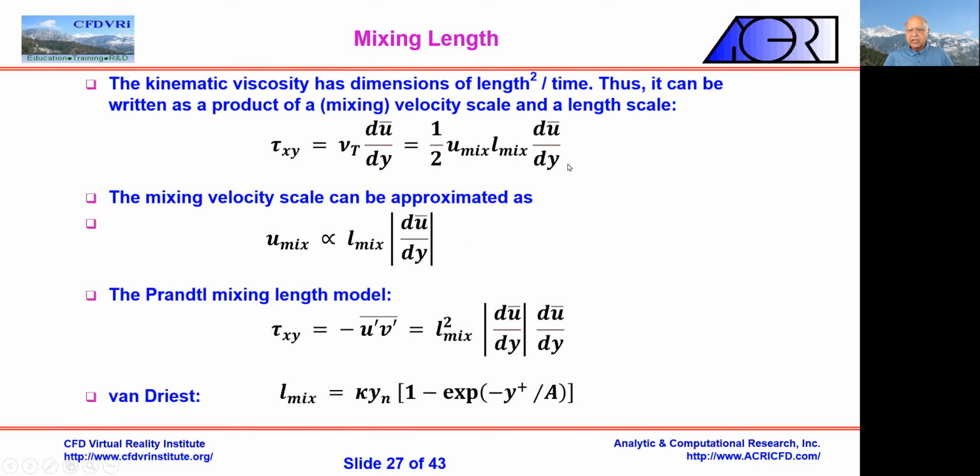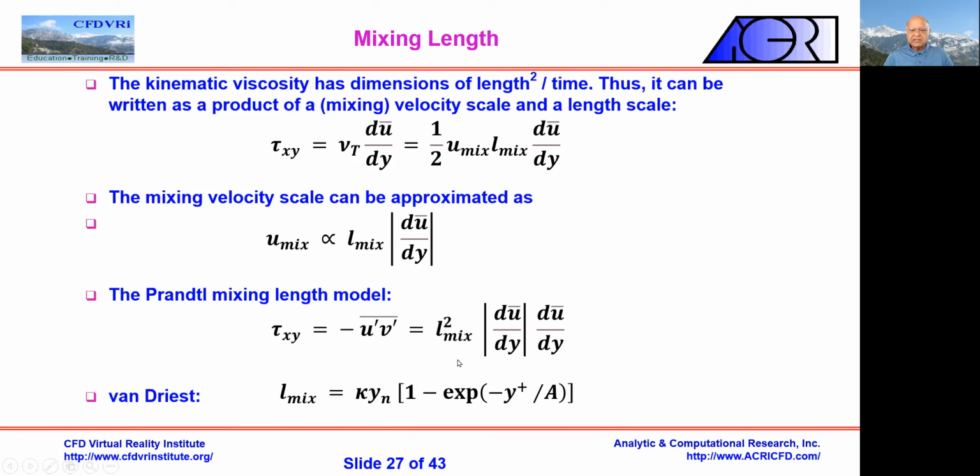Here we define a U mix, some kind of an average velocity for the mixture, and we define an average length scale, L mix. If we do that, then the viscosity is actually U mix times L mix, and you multiply by that. So viscosity is basically a function of these two quantities. You'll see it has the correct units of L squared over T. Now, the mixing velocity scale: what is the mixing velocity, or the turbulent component of that velocity, at the shear stress level?